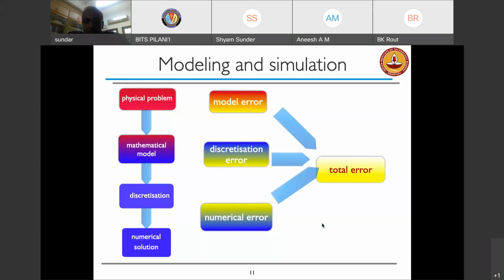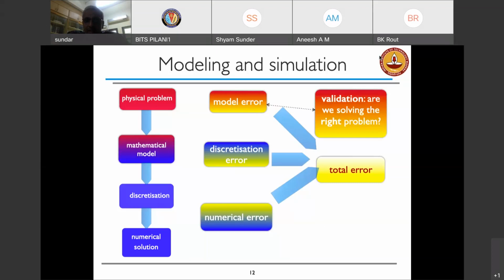So the total error that we would get at the end is a combination of the model error, discretization error, and numerical error. Right? So it's very important that we understand the errors that come at different stages so that we can minimize the total error. In principle, then we'll be able to address or solve the original problem.